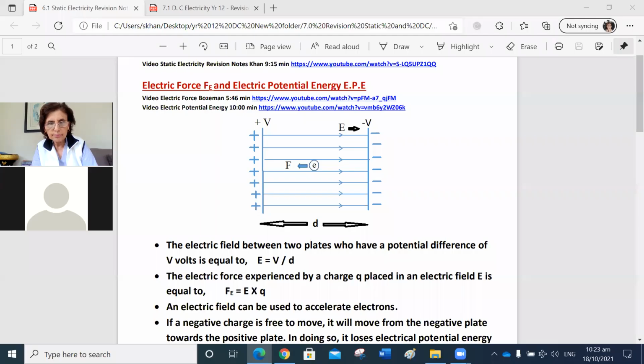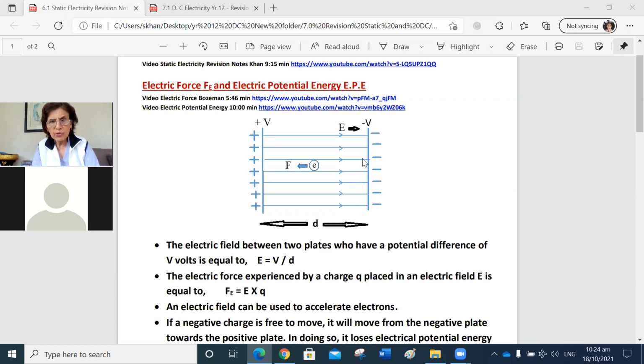Okay, so what we will now look at is how an electric field can be used to accelerate an electron. If an electron is positioned here, a force has to hold it, otherwise it will tend to move in this direction. So at this point it has what we call electrical potential energy. If it is released, it will move from here to there, just like you drop a ball and it comes down towards the ground.